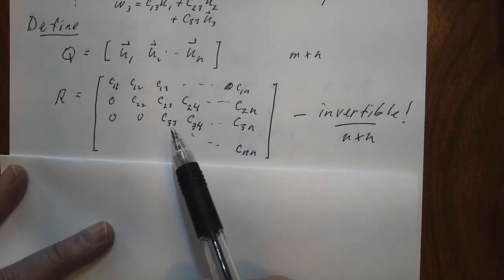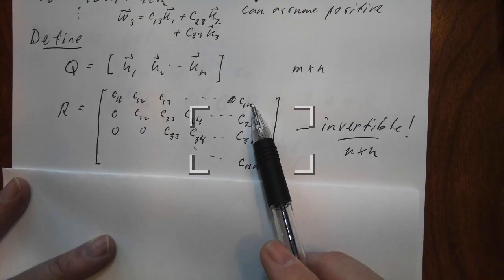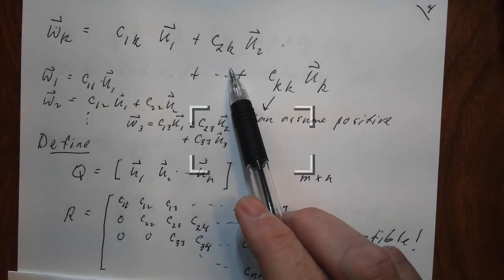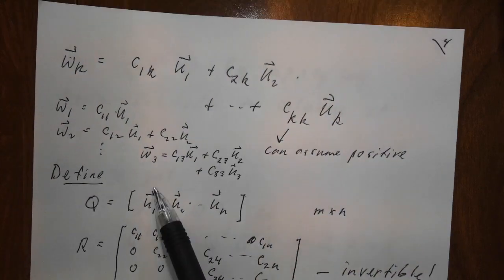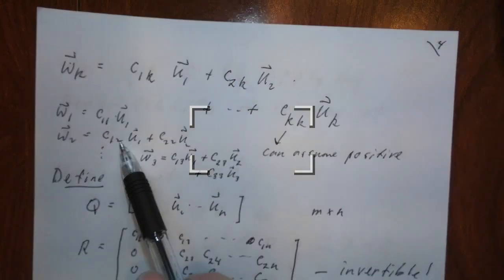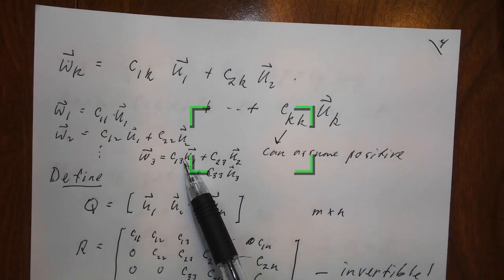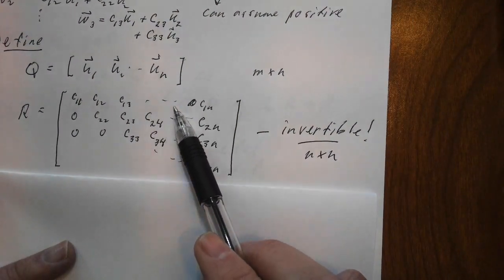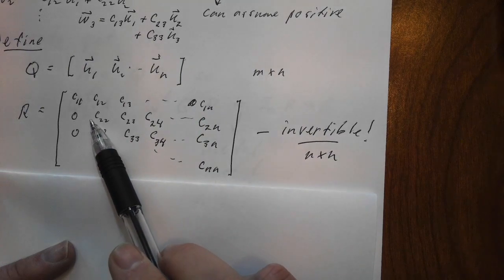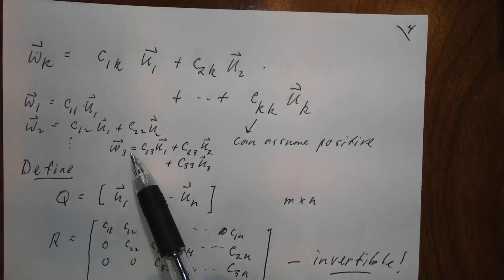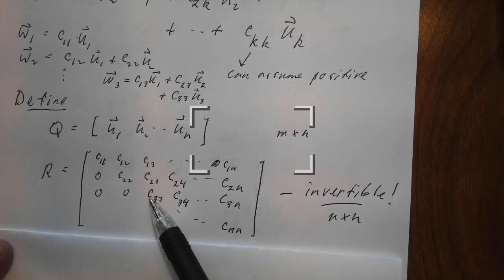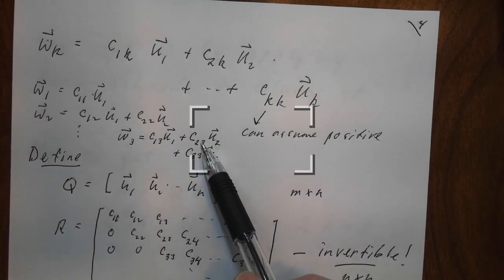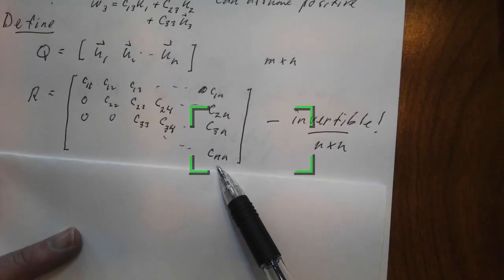Now here's how we get R. It's a little trickier. We're going to get R by taking these constants from above. So for example, to get these top two entries, I use C11, C12, which is right there, and then C13 as well, going all the way down. To get the next row, I leave a 0 here, then I use C22, which we saw right there, and then C23, which we saw right there, and so on and so forth.